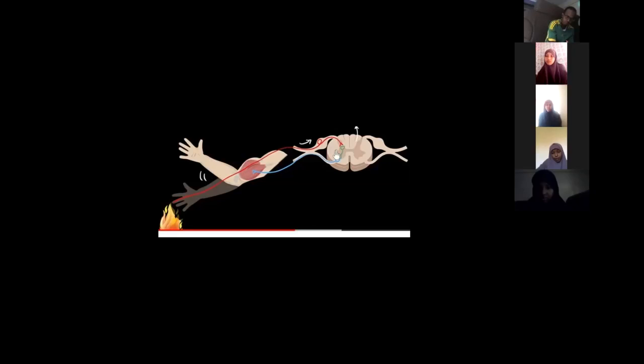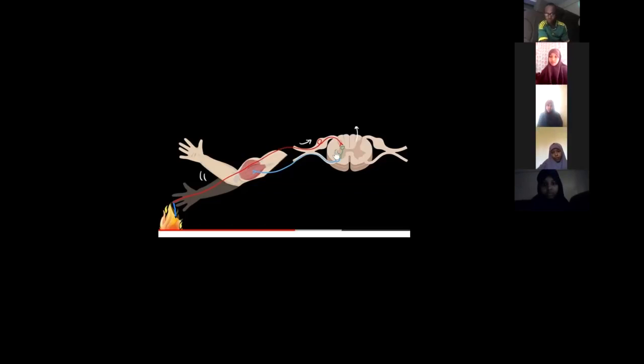So the red line shows the sensory neuron. The sensory neuron begins right from the hand. This is where we have the receptors, the pain receptors, thermoreceptors. So this is the fire. Immediately you touch, the thermoreceptors here produce impulses which are transmitted via this red line, which is the sensory neuron.